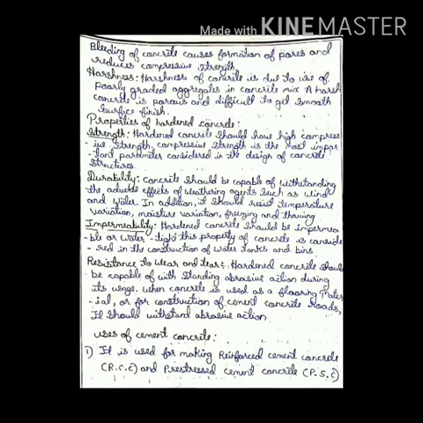Concrete should be capable of withstanding the adverse effect of weathering agents like wind, rain, frost, etc. In addition to this, it should resist the variation in temperature, variation in moisture, freezing, thawing, etc. Next is impermeability. Hardened concrete should be impermeable or watertight. This property of concrete is considered in the construction of water tanks and storage bins.